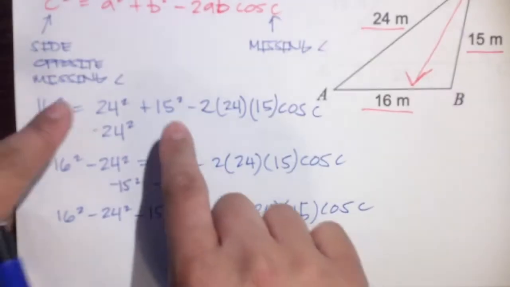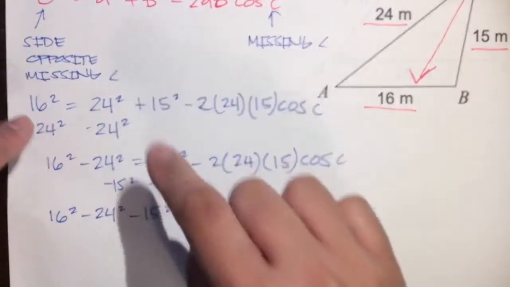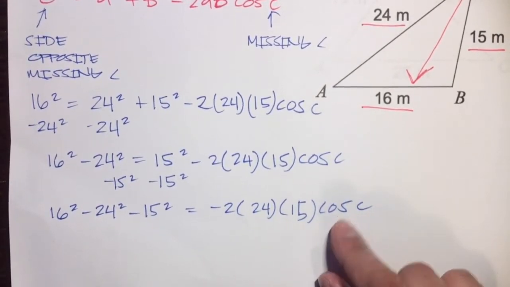Okay, so all I really did was I took these two and subtracted both of them to the other side. So next time you can do them both at one time. And now we want to get this cosine of C by itself.